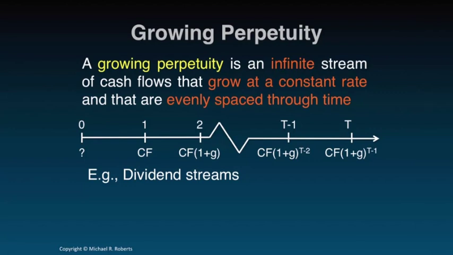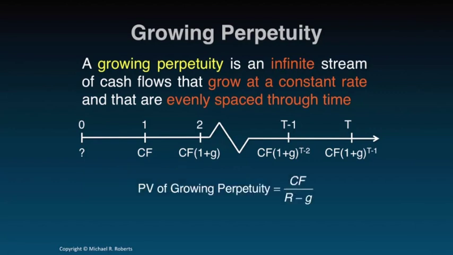So what's the formula for a growing perpetuity? Well, it's just the cash flow that we're going to receive in the first year divided by the discount rate minus the growth rate of that cash flow.